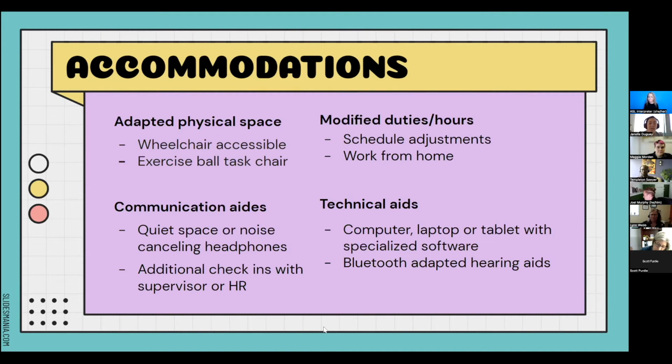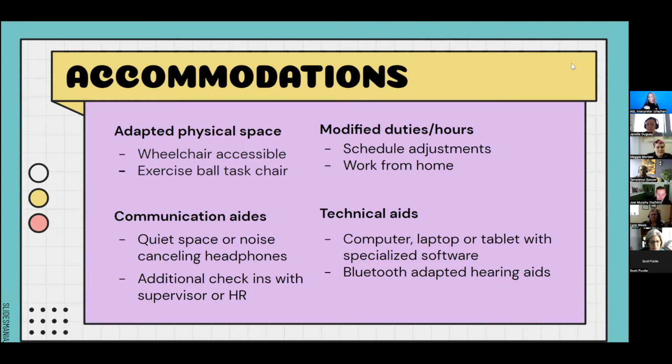So we also wanted to include a few examples of accommodations, which I think Maggie is going to go into some of these right now. And again, this is not an exhaustive list at all. These are even just sort of the first things that popped into our brain when we were talking about this. Adapted physical space, right? To make it wheelchair accessible in the physical space. That's sort of an easy change a lot of the time. Maybe it's moving a desk or creating a wider pathway, right? An exercise task chair. So that's sort of under adapted physical space.